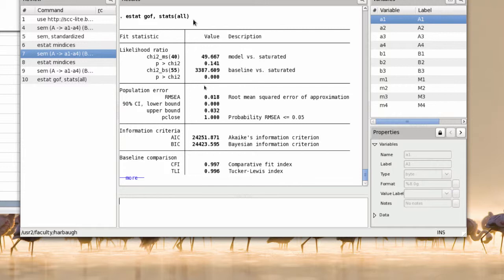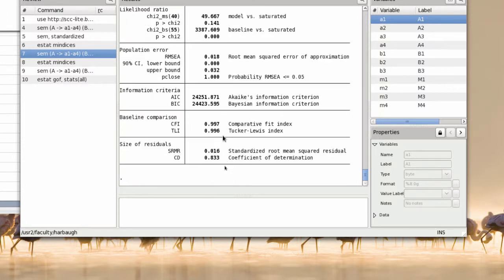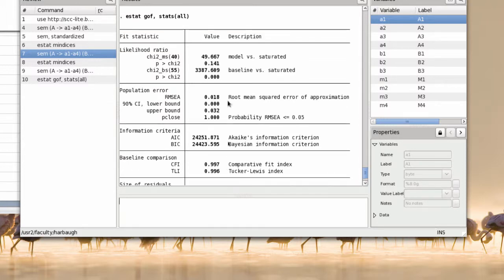So this gives me a 49.667, p-value of 0.141. That's great. RMSEA is small, less than 0.05. I'm good. CFI and TLI above 0.95, so we're good. SRMR less than 0.05, again looking good. So all in all, we're seeing a pretty good model.